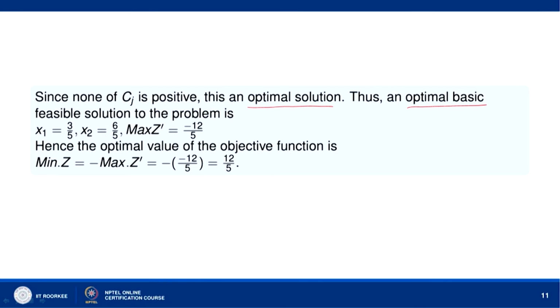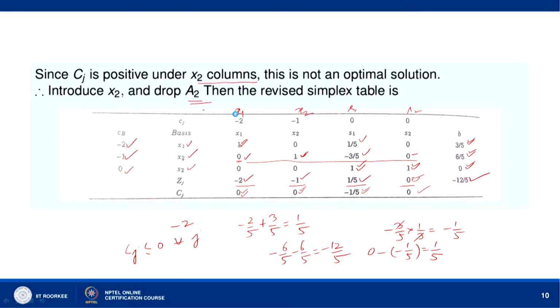An optimal basic feasible solution to the problem is therefore x1. What is x1? x1 equal to 3 by 5, x2 equal to 6 by 5, and z equal to minus 12 by 5.